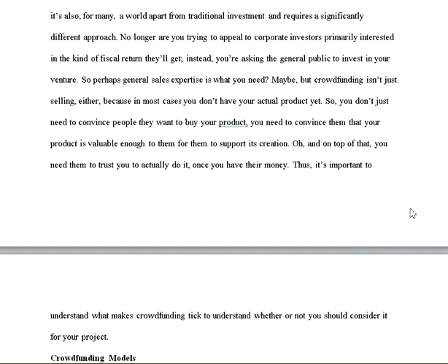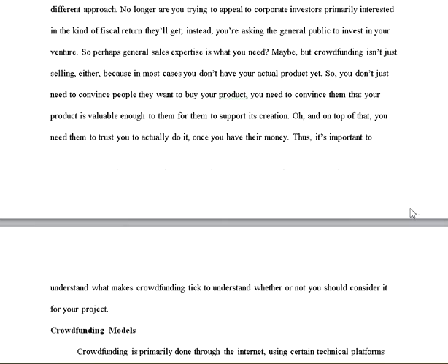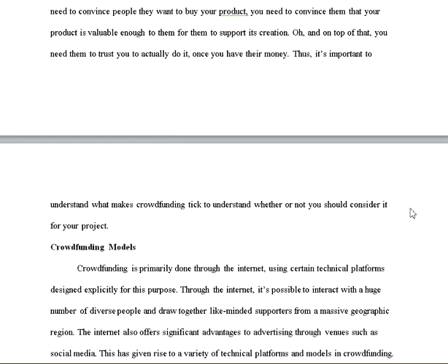So perhaps general sales expertise is what you need. Maybe, but crowdfunding isn't just selling either, because in most cases you don't have your actual product yet, so you don't just need to convince people they want to buy your product. You need to convince them that your product is valuable enough for them to support its creation.